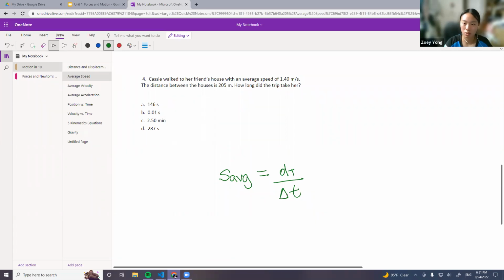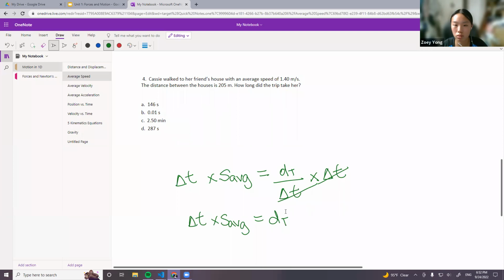Because you're trying to find time, you want your equation to be that way: just time equals something. So you can do some basic multiplication. You multiply both sides by delta t. You can just treat this as a variable. So if you multiply both sides by delta t, you can cross that out because that becomes 1, and you get delta t times average speed equals the distance traveled.